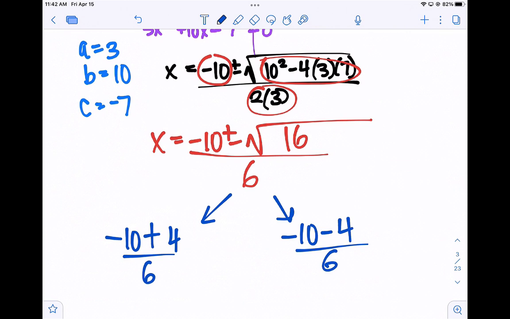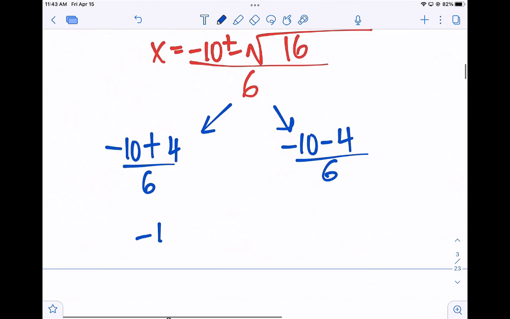So the first answer will be negative 1. If we type that in. And the second answer will be negative 14 over 6, which reduces to negative 7/3.